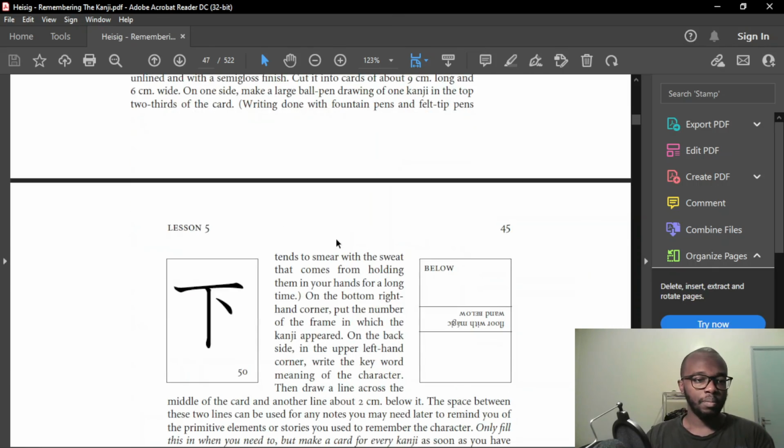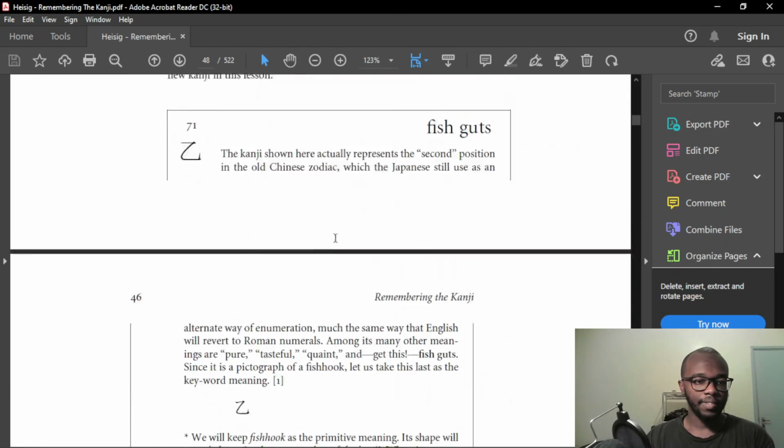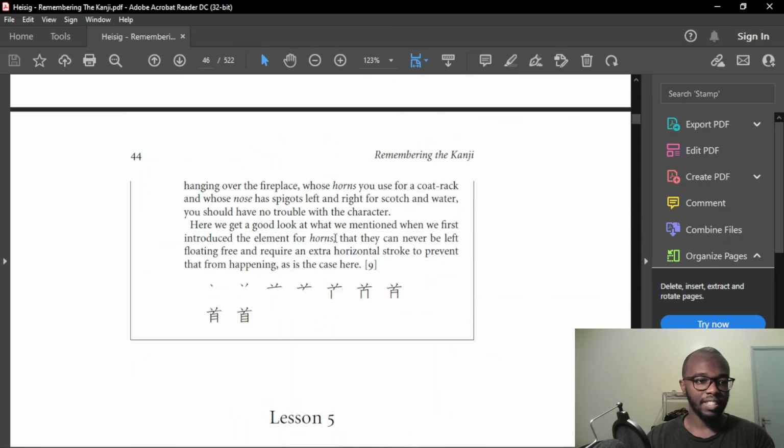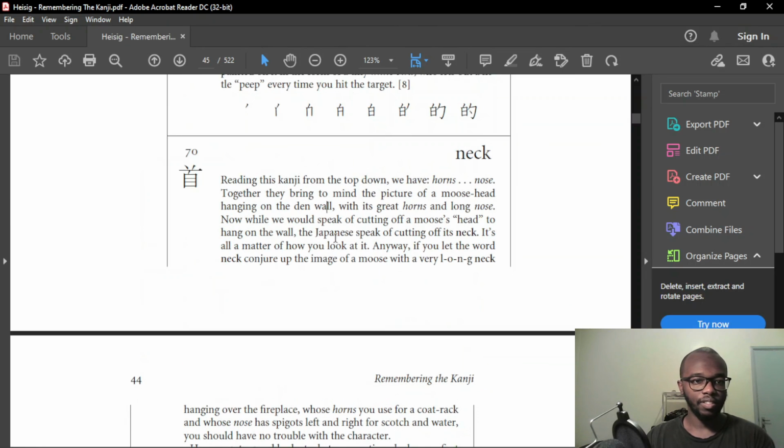Okay, I think that will wrap lesson 4. So that's already 70 kanji. Just 10 more away from 80, which is what is required for N5.